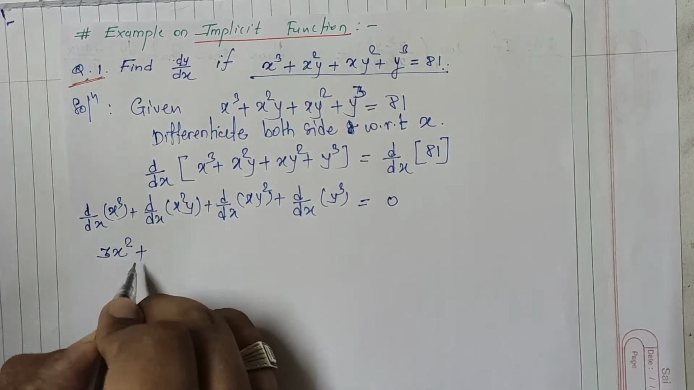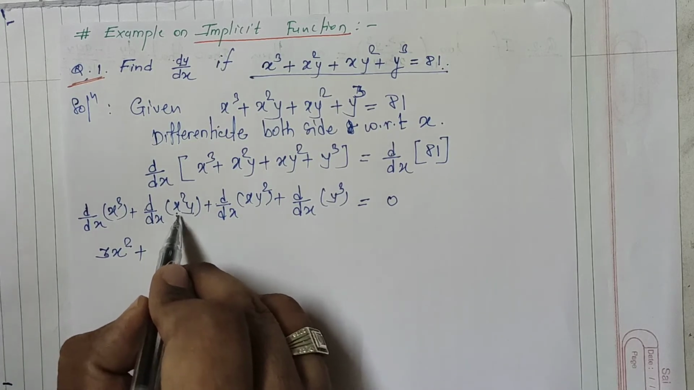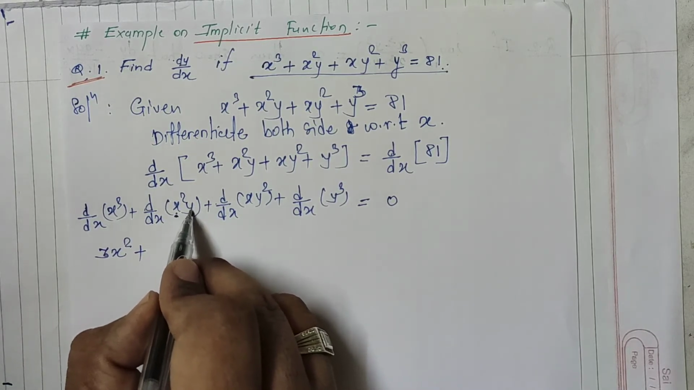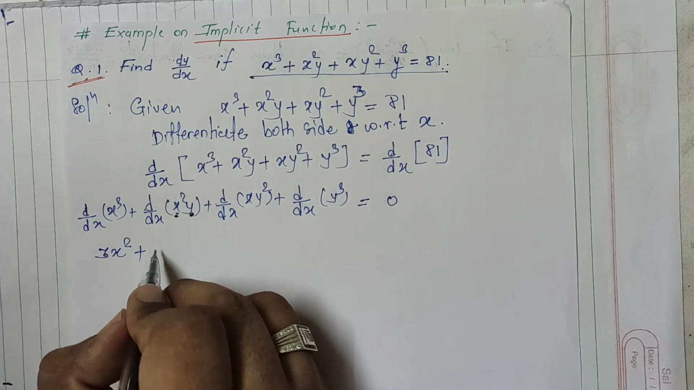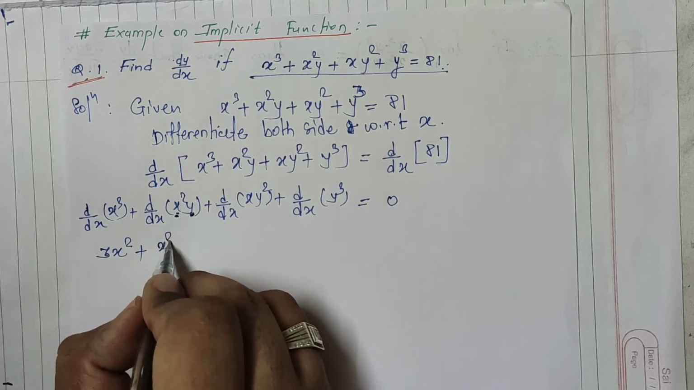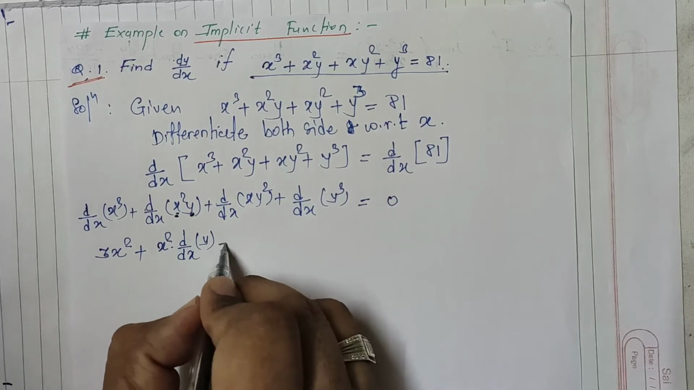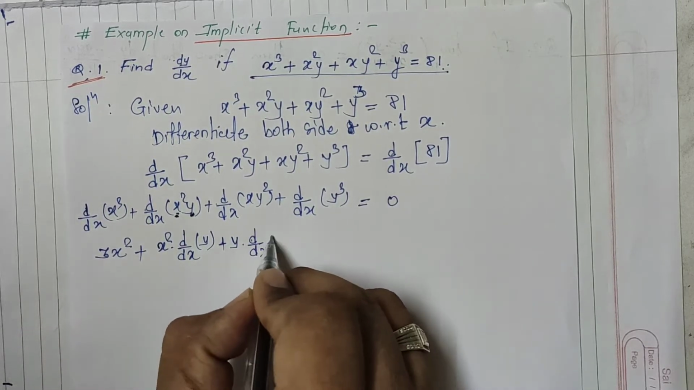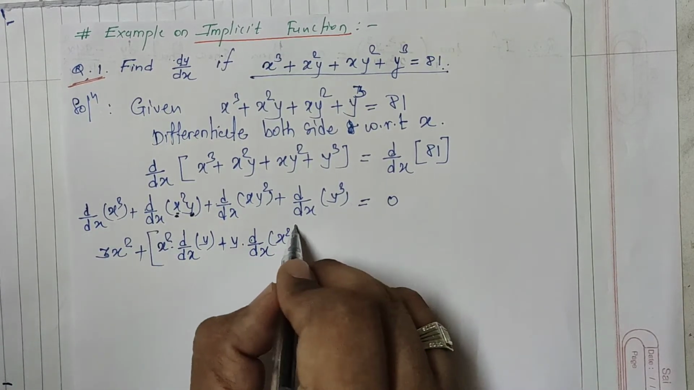3x square plus, here we want to find the derivative of x square into y. Which form? U into v form. Here we are finding the derivative of y because y is also a differentiable function of x. Therefore, we are taking the u into v rule. What is the u into v rule? First function is x square as it is, second derivative, what is second? y, plus y as it is, first derivative, what is first? x square. Then this step is complete.